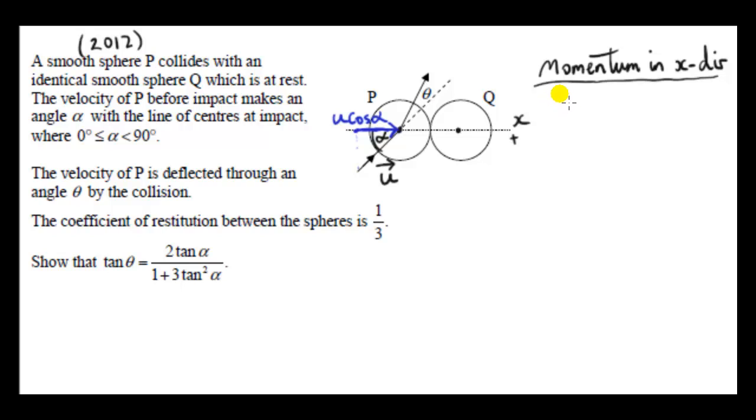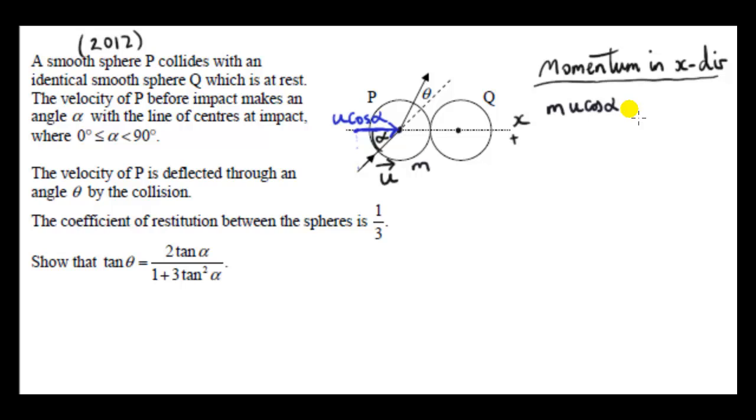Now we can write down the momentum of sphere P in the x direction. We take its mass. We're not given its mass, so we just give it a name. Let's call its mass m. The momentum of sphere P before the collision is its mass times the component of its velocity in the x direction.